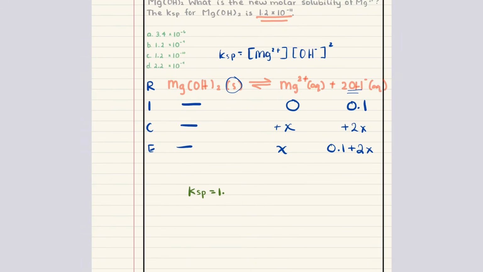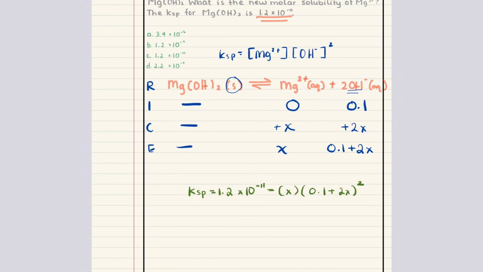I want to be very clear here that the shift towards precipitation that's caused by the common ion effect doesn't change the way we set up the table. It's just going to have the consequence that the equilibrium solubility X is going to come out very small because of that common ion effect. I will go ahead and plug those into the KSP expression. 1.2 times 10 to the negative 11 equals X multiplied by the quantity 0.1 plus 2x squared.